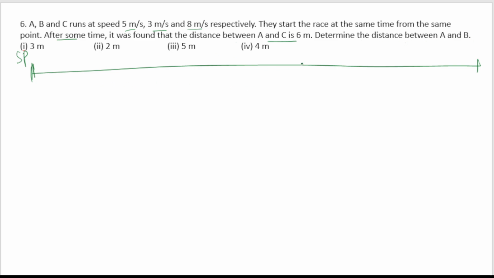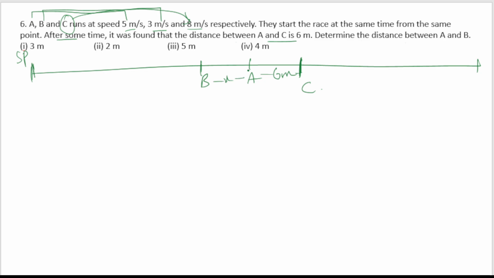After some time, they are here. See, the speed of C is more, so C will be here and C will travel more. And the speed of A is second highest and A will be here. And the speed of B is lowest. B will be here. After some time this happens. The distance between A and C is 6 meters. We have to find the distance between A and B.